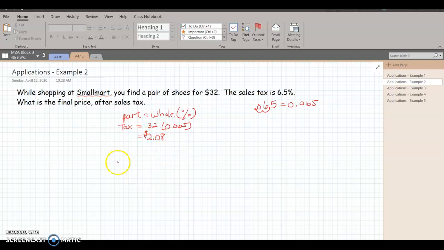Now to find the final price, this happens to be my tax. To find my final price, I'll just add the $2.08 to the $32. And so the final price for the shoes is $34.08.